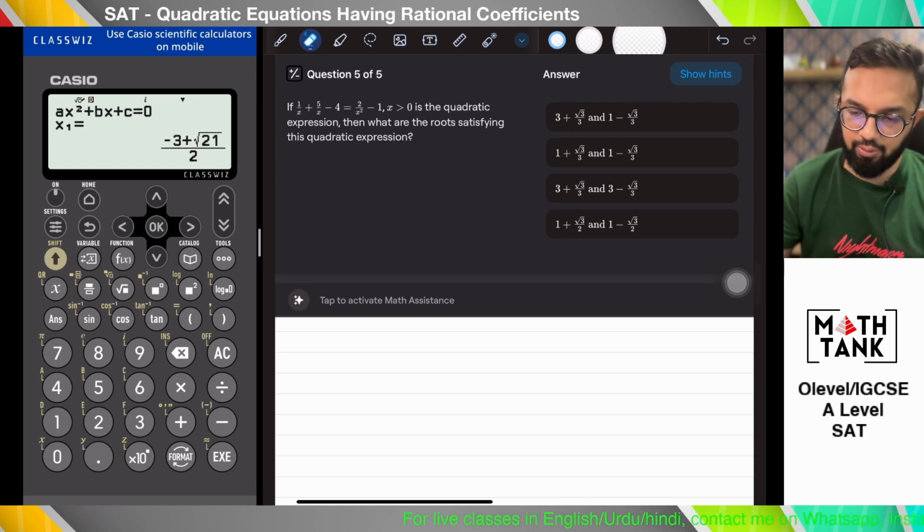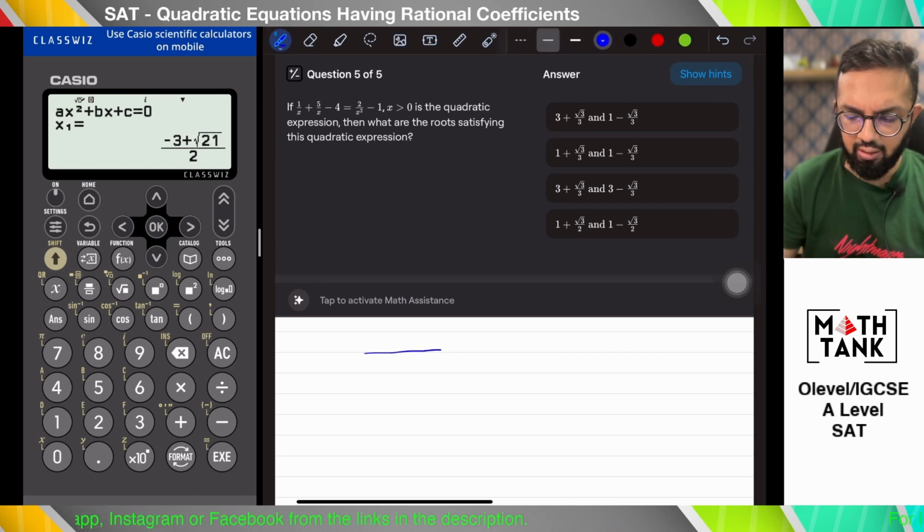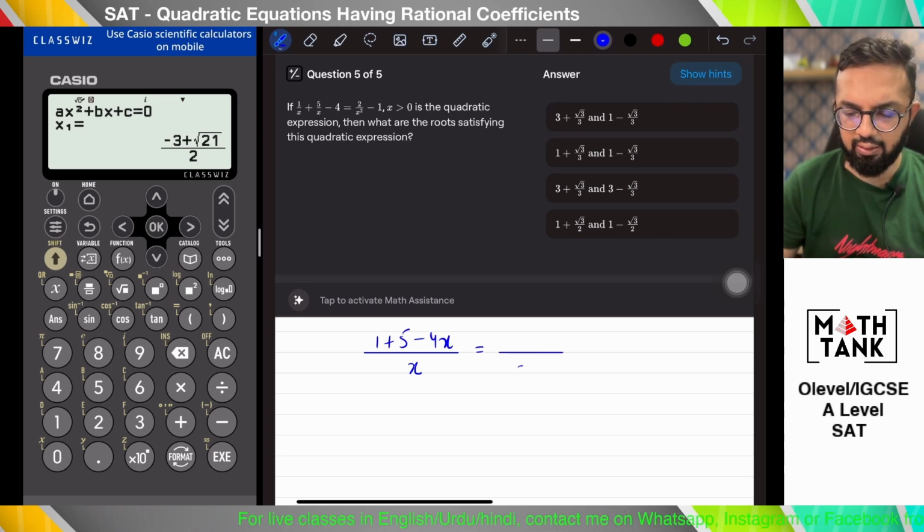Okay, this one looks more challenging. Let's see. If x is greater than 0, then what are the roots satisfying this quadratic expression? One is that I could start plugging in. The other is I see a simple common denominator on the left hand side, which is x. Let's do that. So I get 1 plus 5 minus 4x equals, and a common denominator on the right hand side, that gives me x squared. So 2 minus x squared.